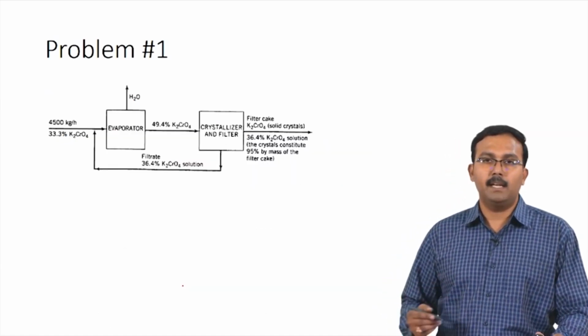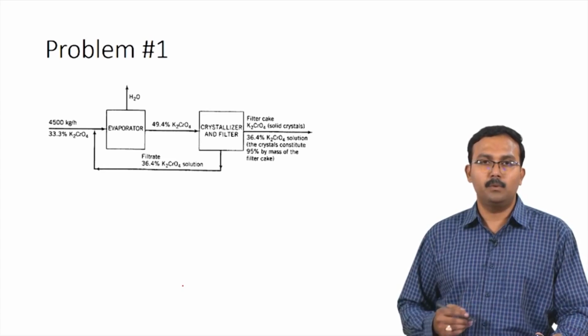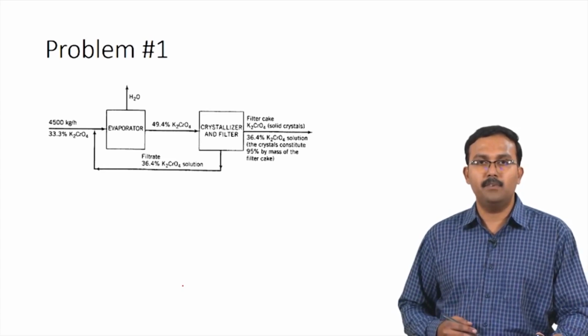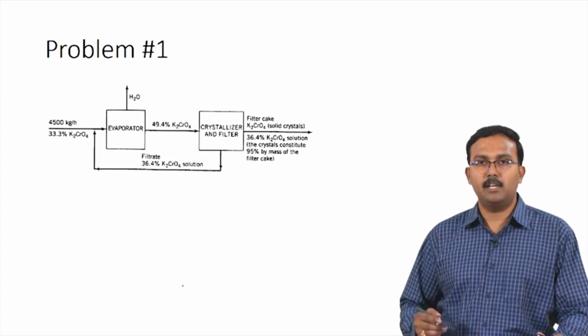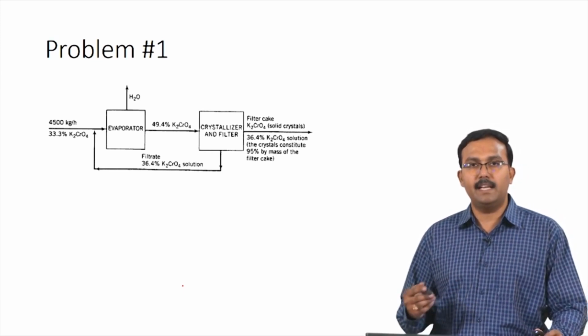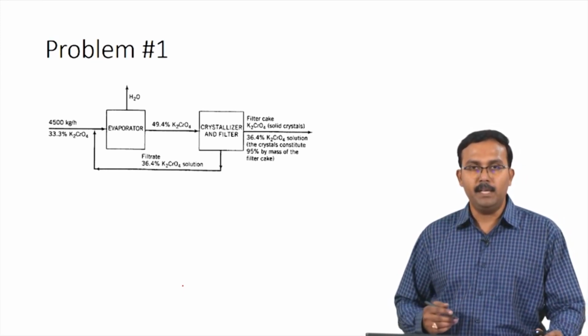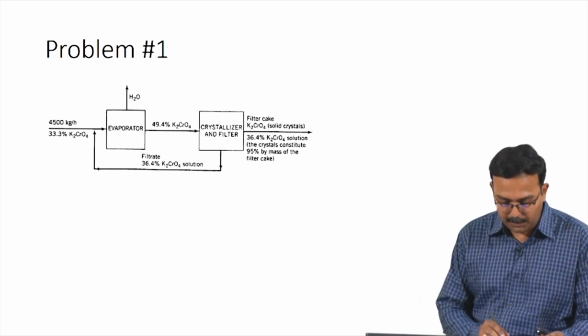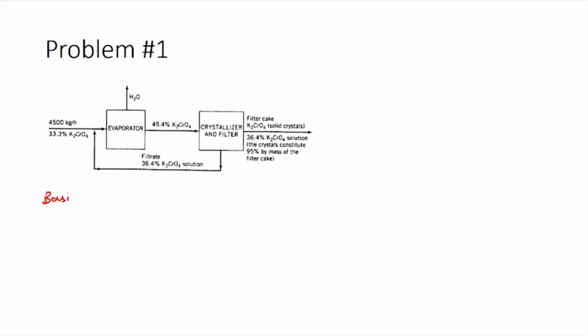Just like any material balance problem, the basis would be taken from the information given. So, you have 4500 kilograms per hour of fresh feed entering. So, the basis would be 4500 kilograms per hour of fresh feed.